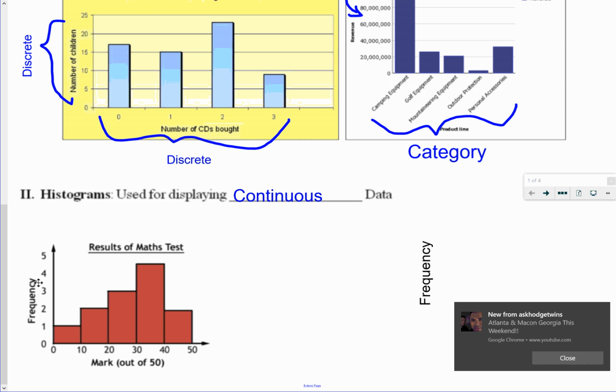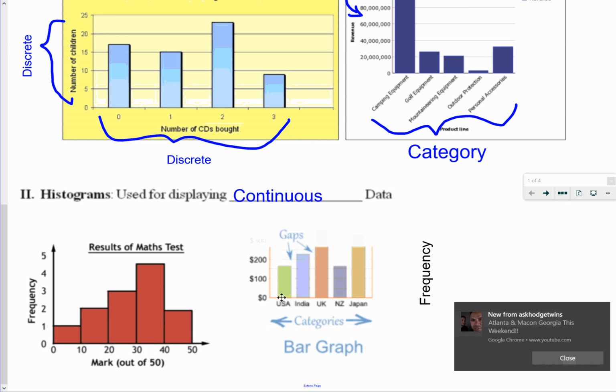The frequency is all discrete. The frequency on the left side is all discrete, but the information along the x-axis, the mark out of 50, could be any set of numbers that we have here. Okay, we can do the same thing for this.